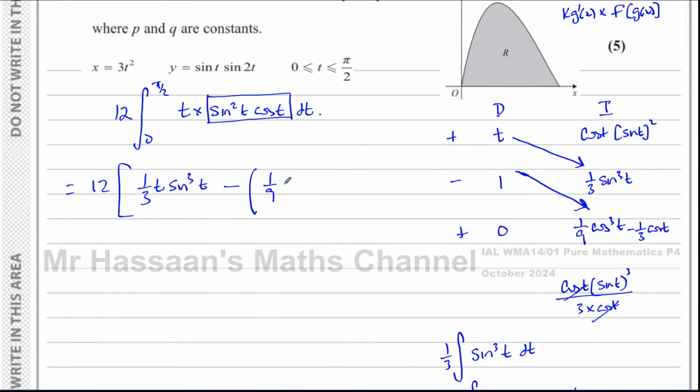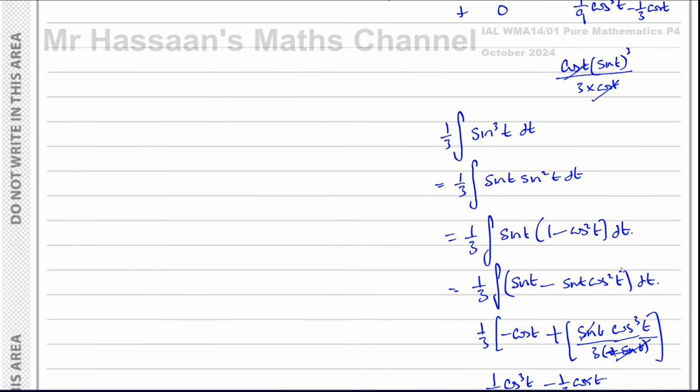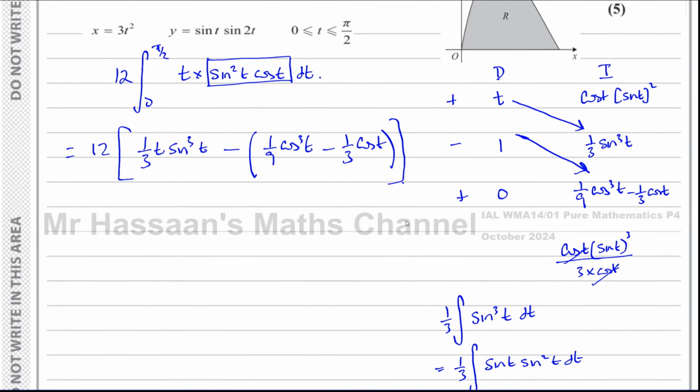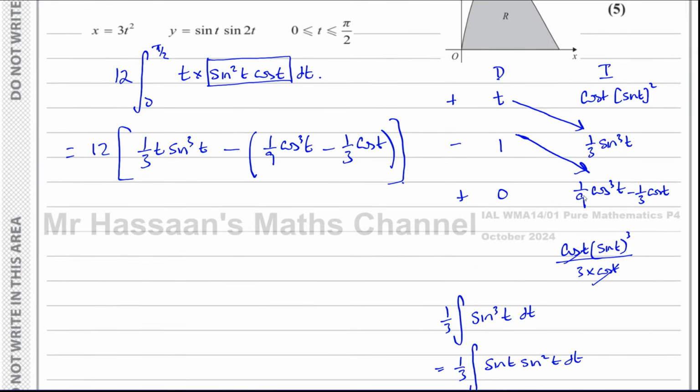So it's 1 over 9 cosine cubed t minus 1/3 cosine t, and let's make sure that's good, that's fine. All right, and then I have my limits from pi over 2 to 0.